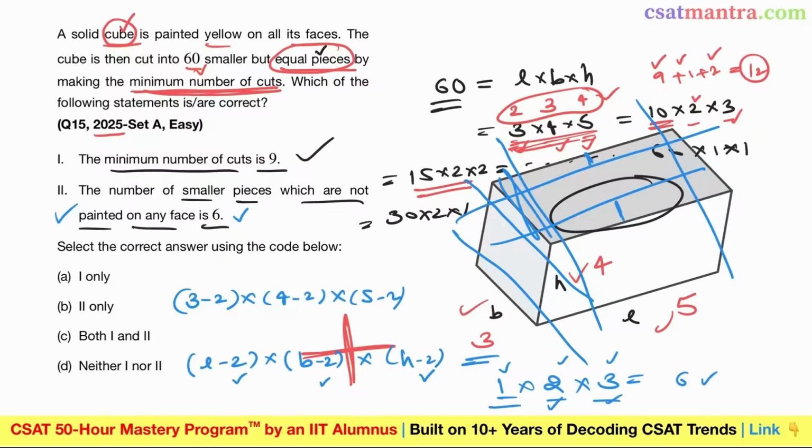So this is 6. This is not a formula. This is common sense. Don't remember wherever it is not needed. If you want to, you can do that, but it's not needed. So both the statements are correct. Answer C.